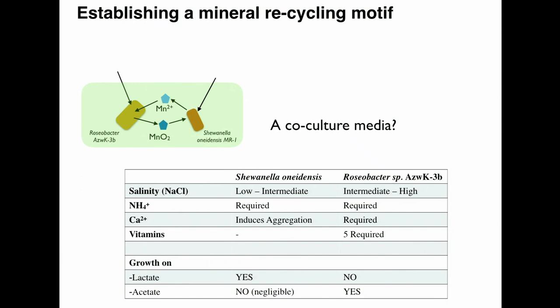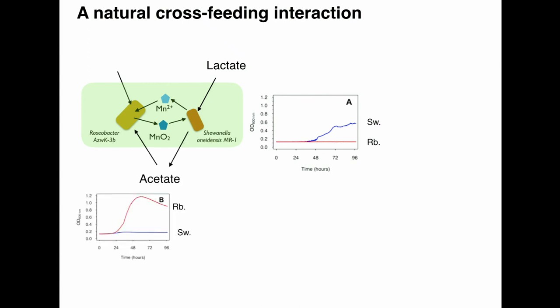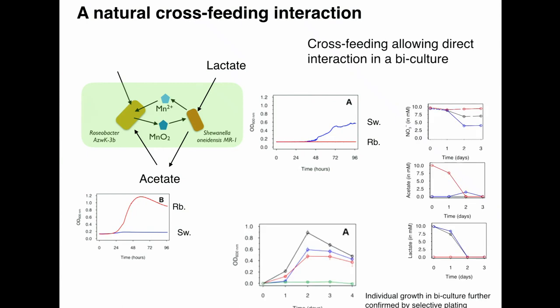We first tried to create a common media. So we ran a lot of physiology experiments on these two organisms, and it turns out that they do cross-feed. These are Shewanella oneidensis and Roseobacter AzwK. One is a marine organism and this is a freshwater organism. It turns out that Shewanella grows on lactate and overflows acetate, which Roseobacter can use. We are able to measure all these things and show that it works. And then from there, we can go and look into the manganese.